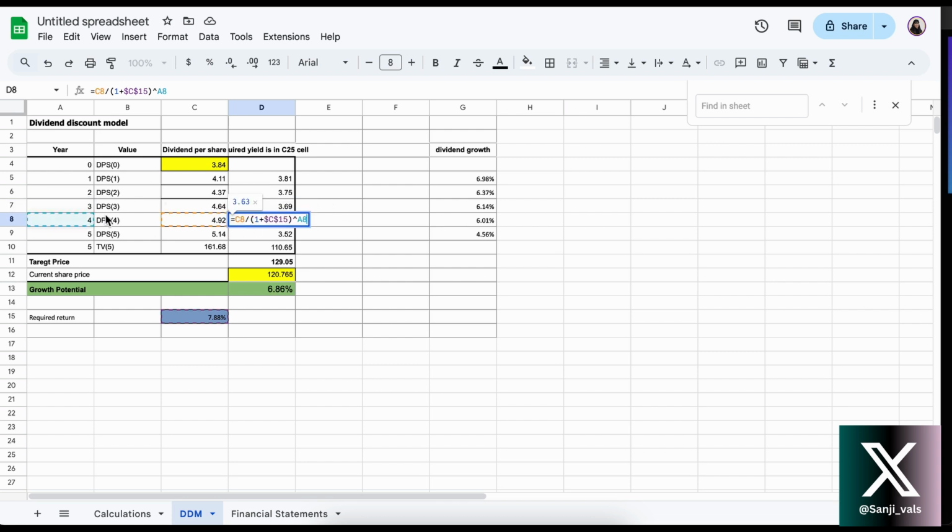For the fourth year, same calculations, that's the formula. And for the fifth year, we take the dividend forecasted for year 5 divided by 1 plus the required return to the power of 5 because it's the fifth year. The same thing we do with the terminal value. We know that in 5 years, the company's value per share would be $161 per share. And to know the value of it right now, given the required return 7.88%, we simply take 161 divided by 1 plus 7.88% to the power of 5 because we want to know the value of our company now.